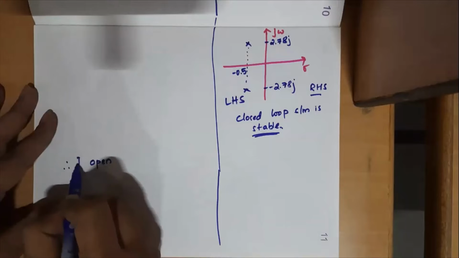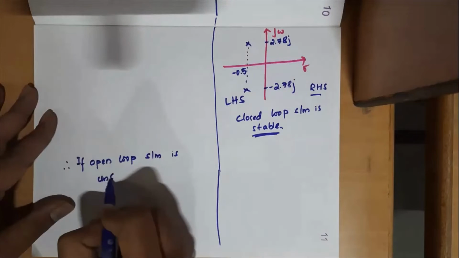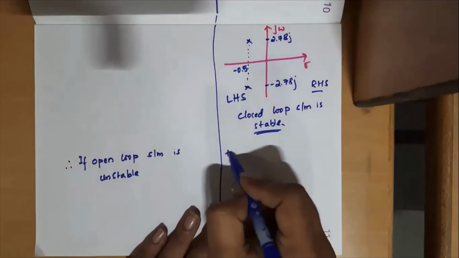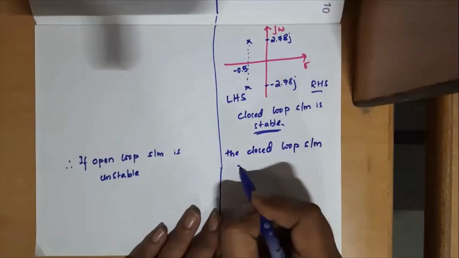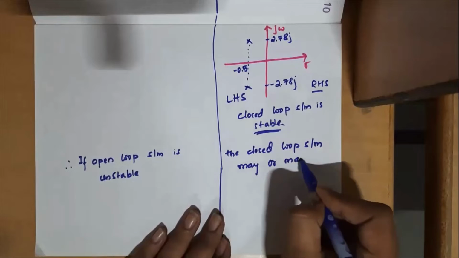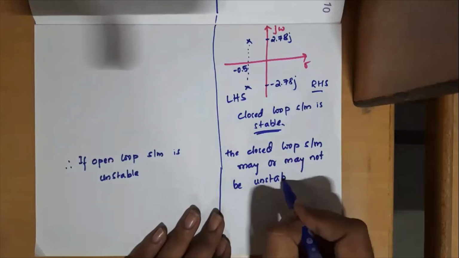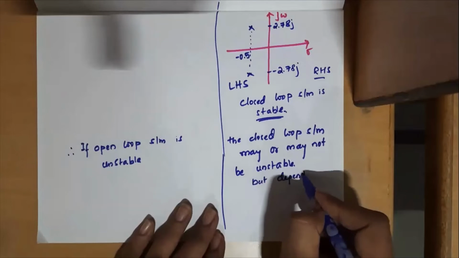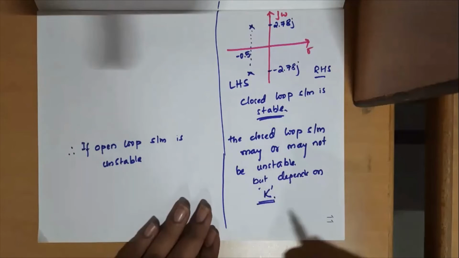So finally we write: if the open loop system is unstable, then the closed loop system may be stable or may not be stable, or may be unstable or may not be unstable. Everything depends on the K factor, the system gain K factor. Everything depends on the K factor.